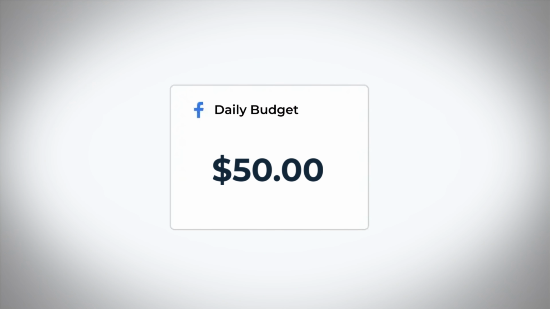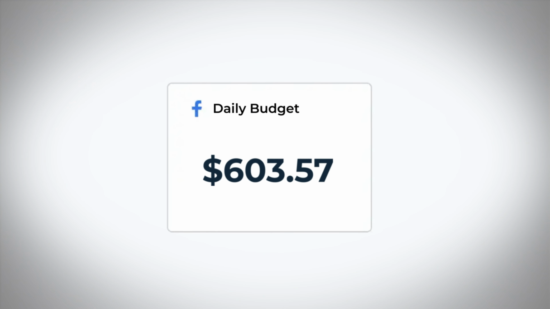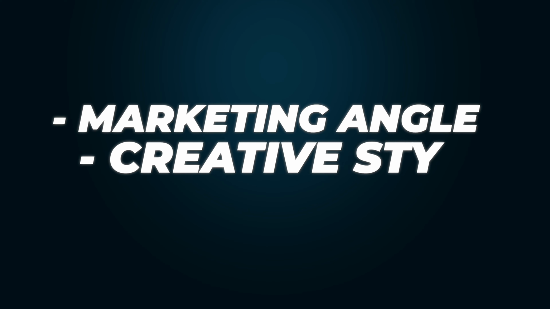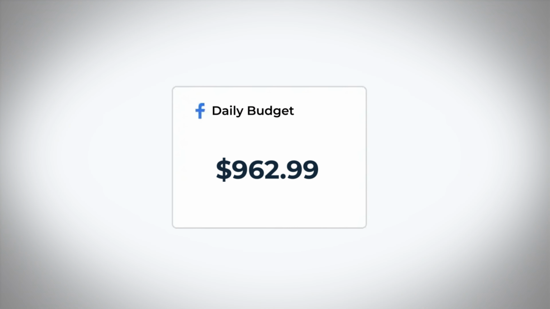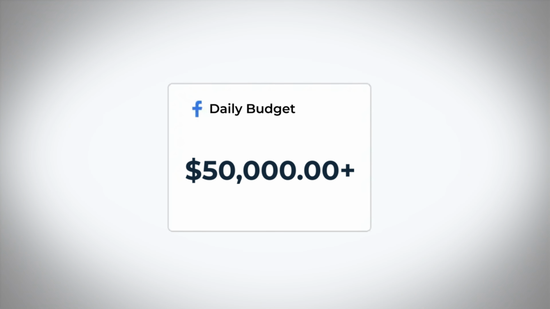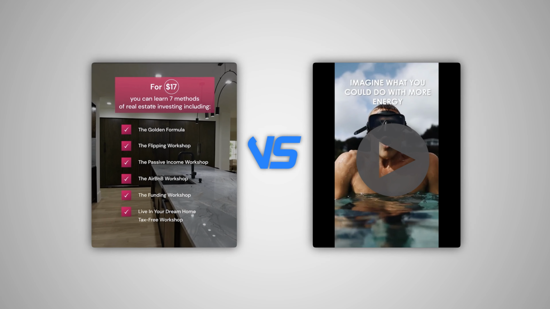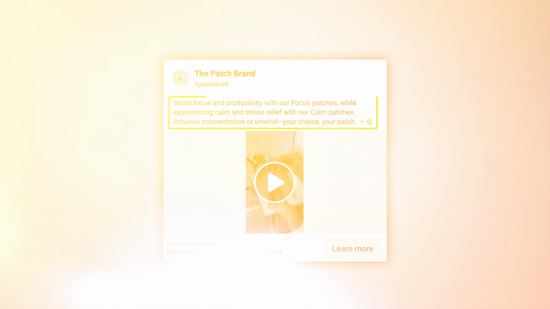So when we're at a low budget, spending anywhere from $50 a day all the way to $999 a day, we want to focus on testing these 3 core components: your marketing angle, your creative style, and lastly, a landing page. Now, when we advance to a medium or a high budget, spending anywhere from $1,000 a day to $50,000 a day plus, we can start to incorporate some of the other combinations and components that we spoke about earlier. Things like the creative medium, the heuristic, the ad copy, the profile, the caption style.